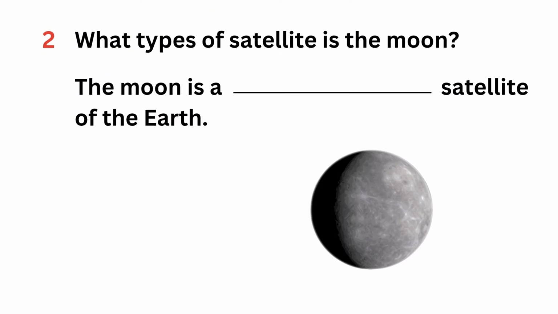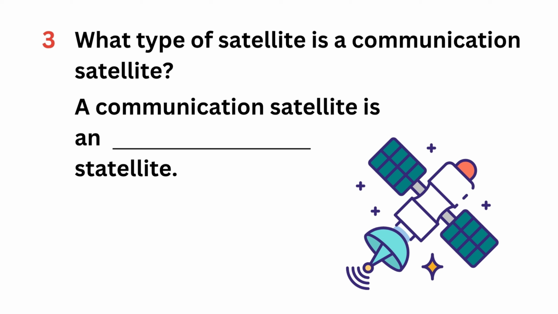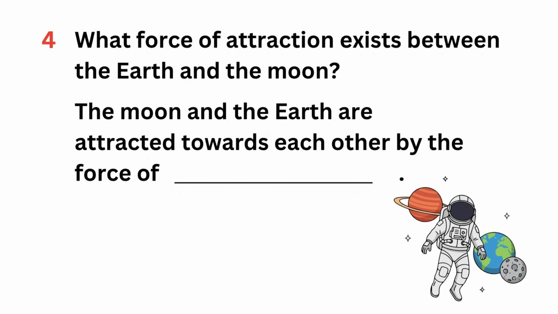Question 2. What type of satellite is the moon? The moon is a natural satellite of the Earth. Question 3. What type of satellite is the communication satellite? A communication satellite is an artificial satellite. Question 4. What force of attraction exists between the Earth and the moon? The moon and the Earth are attracted towards each other by the force of gravity.